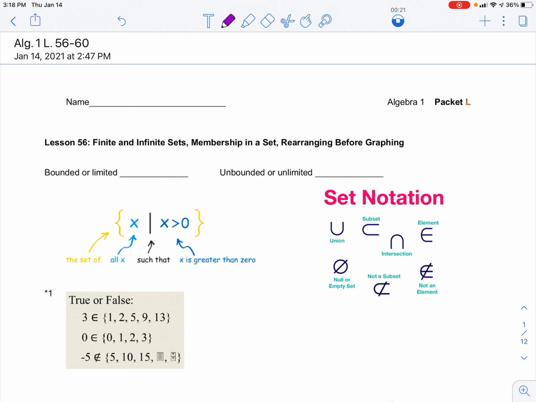We're going to talk about rearranging an equation before actually graphing it, because sometimes it's not given in a nice, tidy order that we need it to be. So we'll take a look at how to do that as well. Okay, so the first thing we want to talk about is finite and infinite sets.